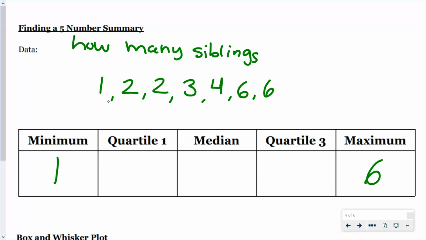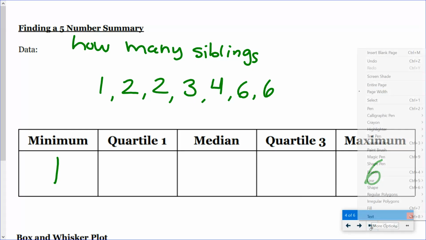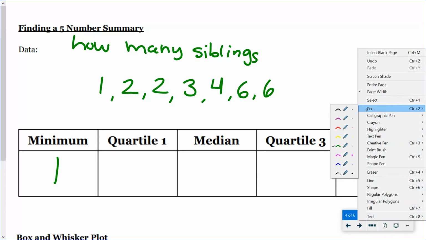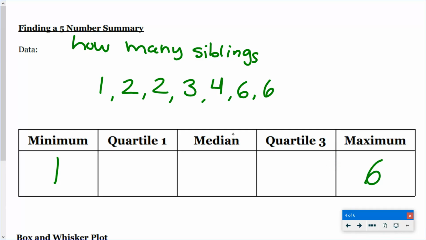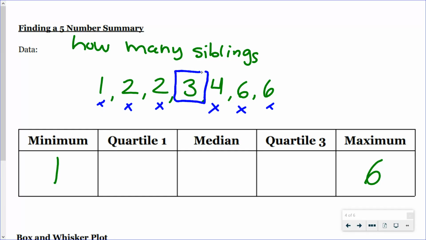To find the median, I'm going to take my data and find the middle number. Now, because we're going to use our numbers again, I'm not going to cross them off. I'm just going to put x's. So x x, x x, x x. And I wind up with this number 3 in the middle. So that is my median, 3.